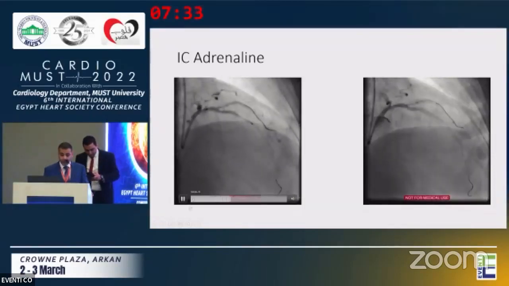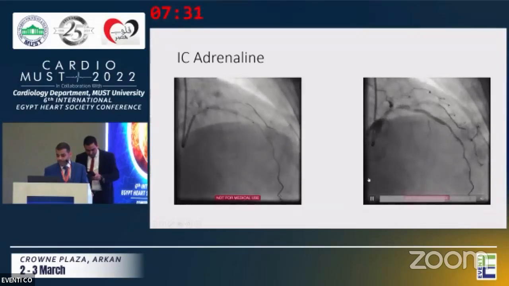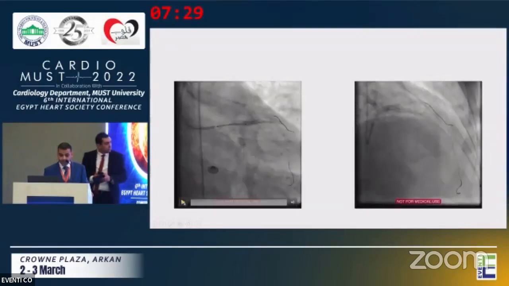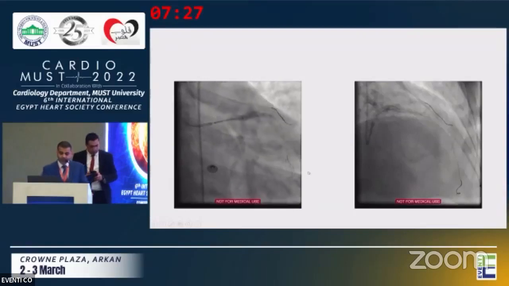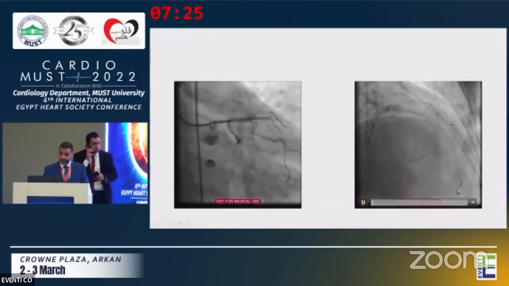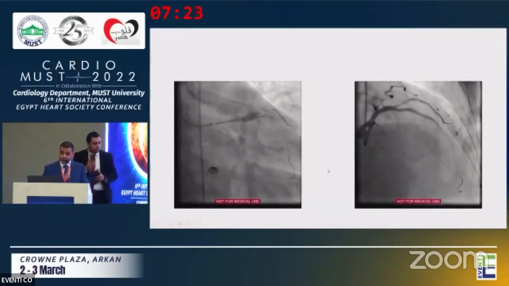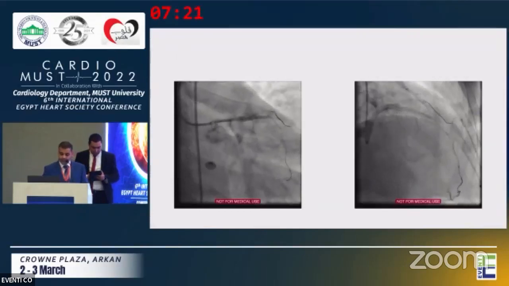And then the other stent in left main. And this was the final result of the left system.